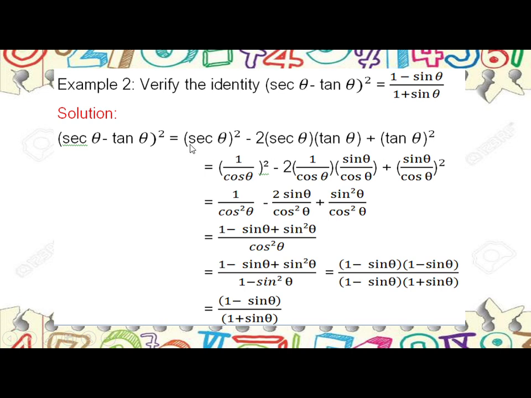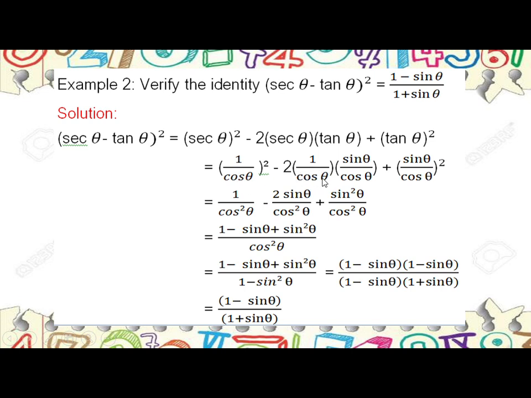Using the identity, we know that secant theta is equal to 1 over cosine theta. So we just substitute secant theta: 1 all over cosine theta, squared, still with the square. Minus 2 times secant theta, which again is equivalent to 1 all over cosine theta.